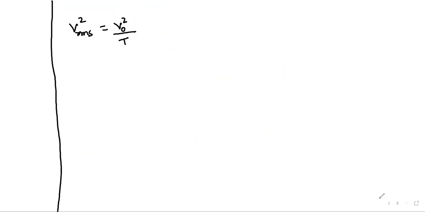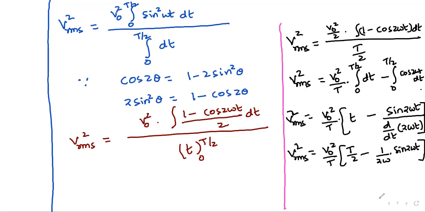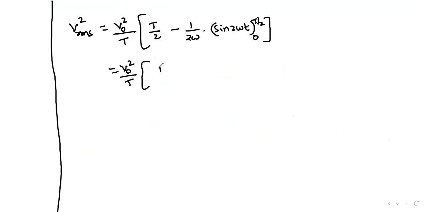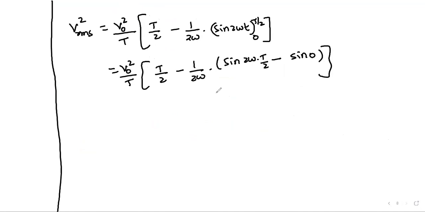So V RMS square is equal to V naught square by T times T by 2 minus 1 by 2 omega sine 2 omega t between the values from 0 to T by 2. Now I will apply the limits, that is 1 by 2 omega times sine 2 omega into T by 2 minus sine 0.